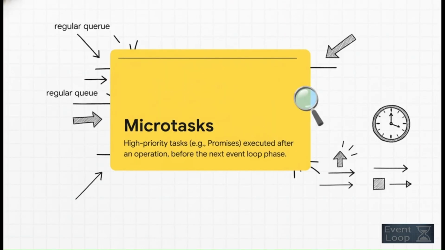They belong to a special line called the Microtask Queue. And the most important thing to understand is how important they are. Microtasks, which are mainly for promises and another thing called process.nextTick, are more important than anything in the main event loop. They literally get to cut in line.